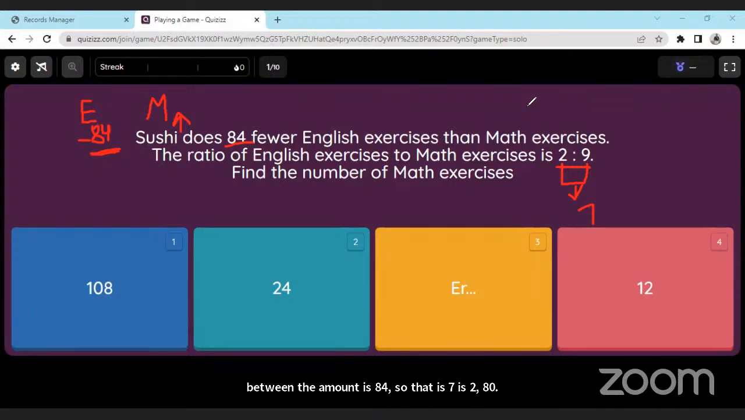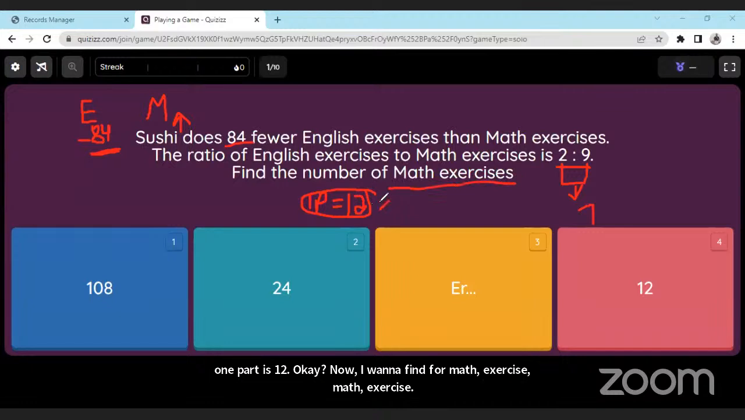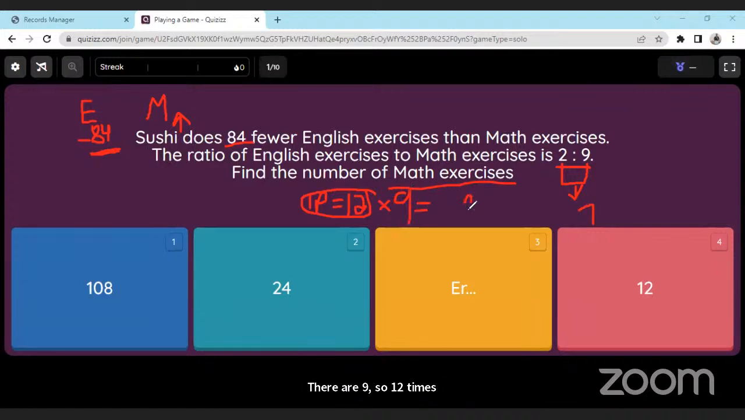Did you get that? 7 is to 84. So then one part is 12. Now I want to find the math exercise. For math exercise, there are 9 parts. So 12 times 9. If one ratio part is 12, then 9 ones are 10 plus 8 times... so it's 108.